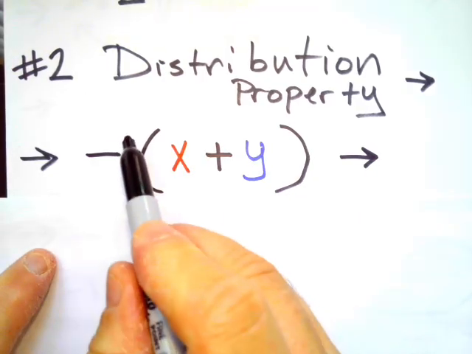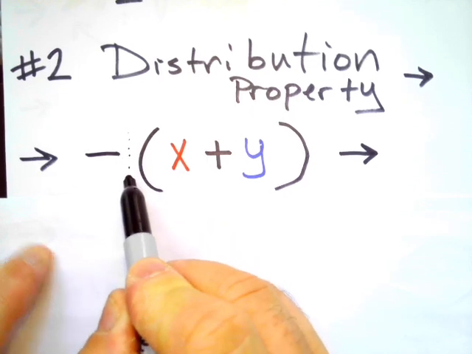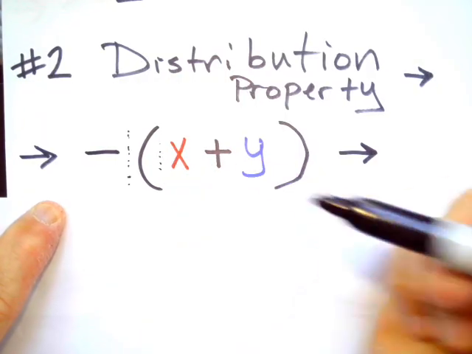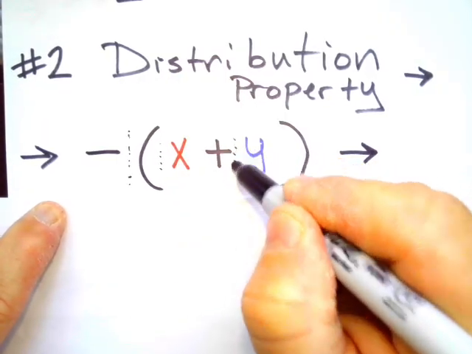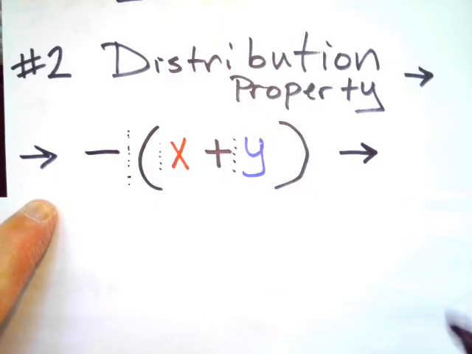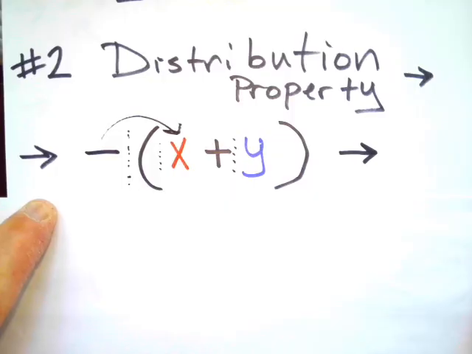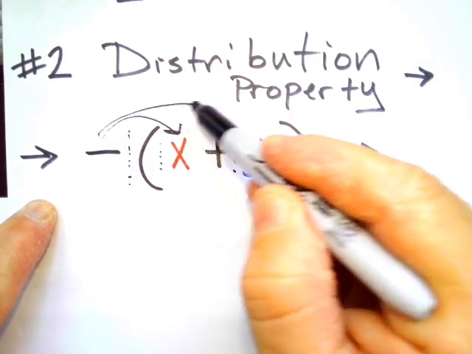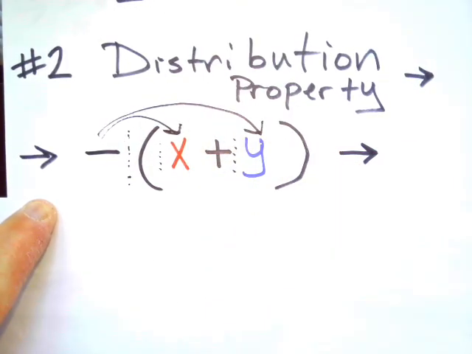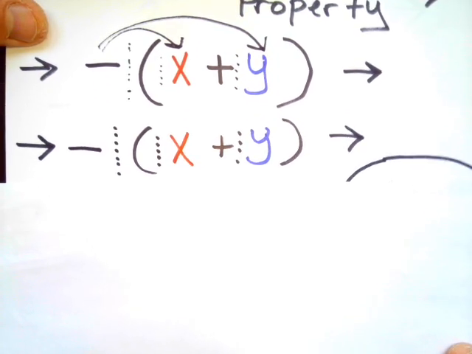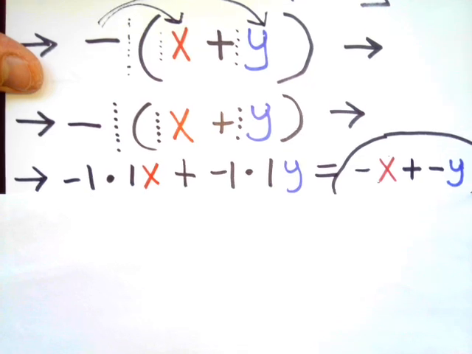Well, that is a negative invisible one, right? And there's a 1 in front of that x. Show your invisible ones. It will clarify what you need to do. So that's a negative 1 times 1x using the distribution property. That's a negative 1 times 1y. This really is going to help clarify your procedures and your steps on what to do. So again, show those invisible ones.